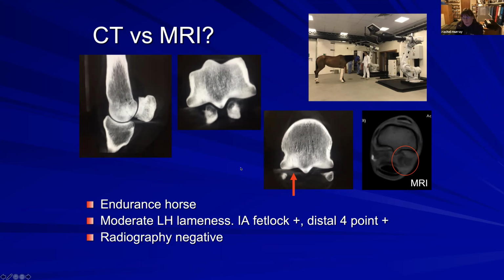It's got moderate left hind limb lameness. It blocked out in the fetlock and a low 4-point block, almost negative on radiography, but we've definitely got a CT injury.